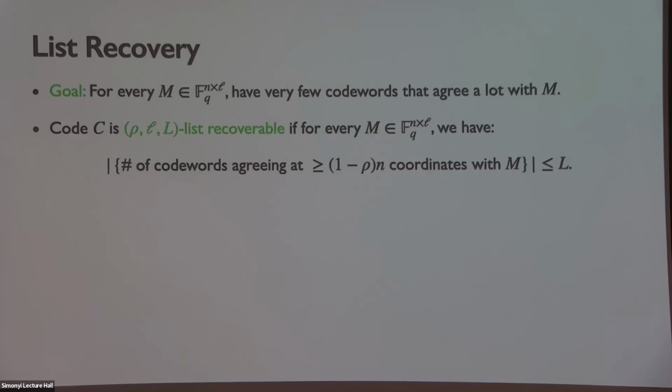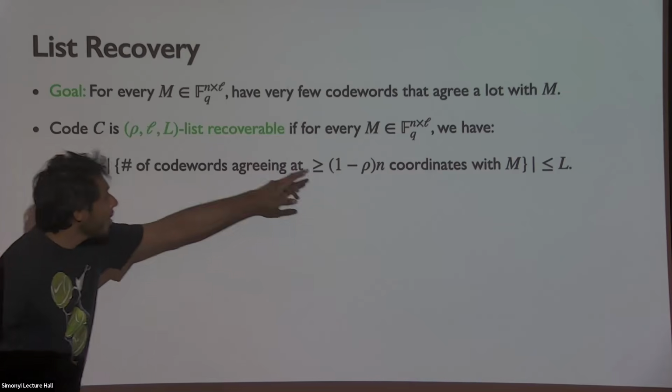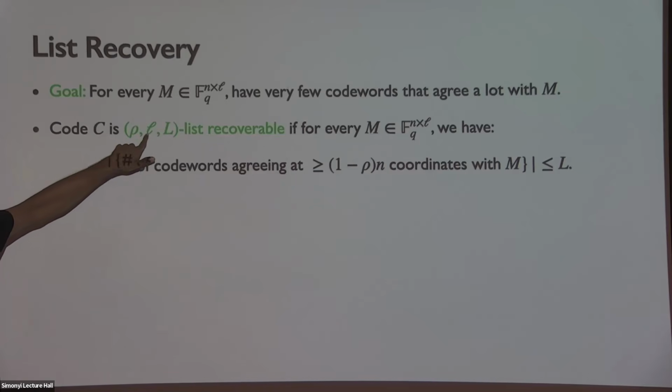Any other questions? What should I be thinking of the alphabet size as now? Think of it as some large constant, which depends on capital L, which depends on these three things.